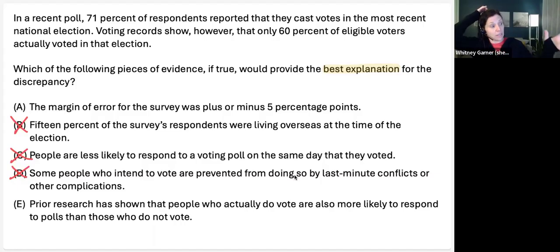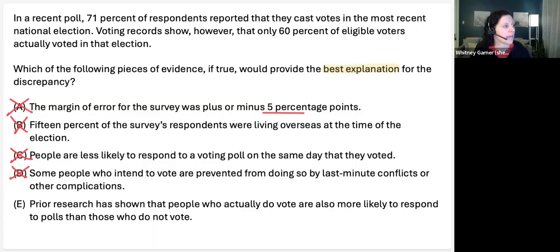So let's go back to A, because E seems to be working. The margin of error for the survey was plus or minus 5, but my error is actually 11. And so plus or minus 5 from the 71 wouldn't get me all the way down to the 60, right? The plus or minus 5 would imply that it wasn't 71%, but it was actually 66% or as many as 76%. So it's not enough. So yes, an error might help, but this error wasn't large enough.